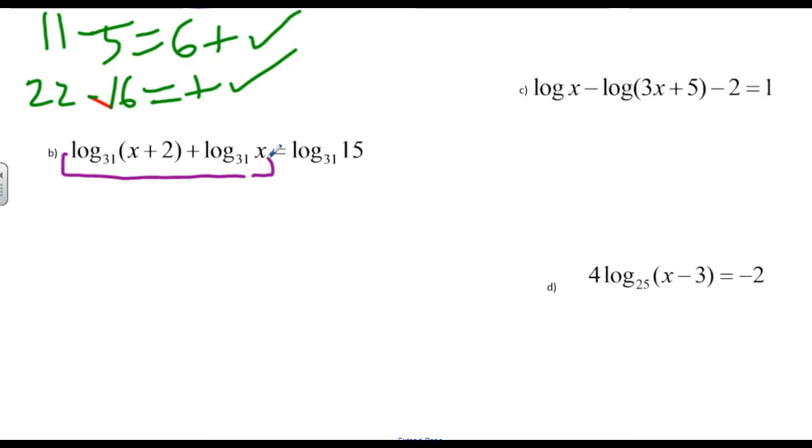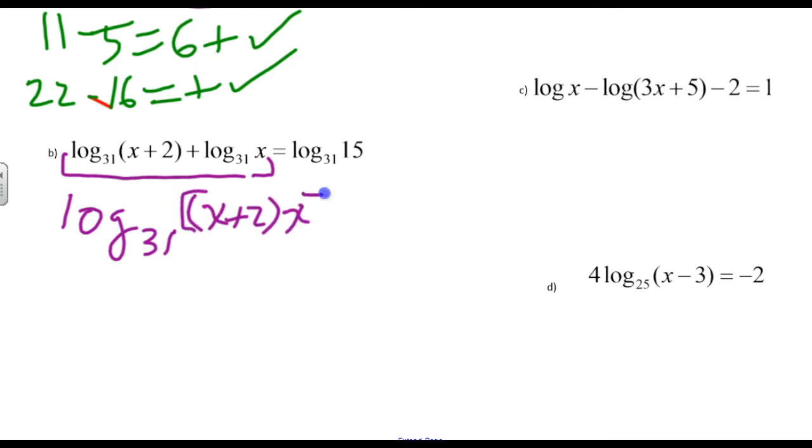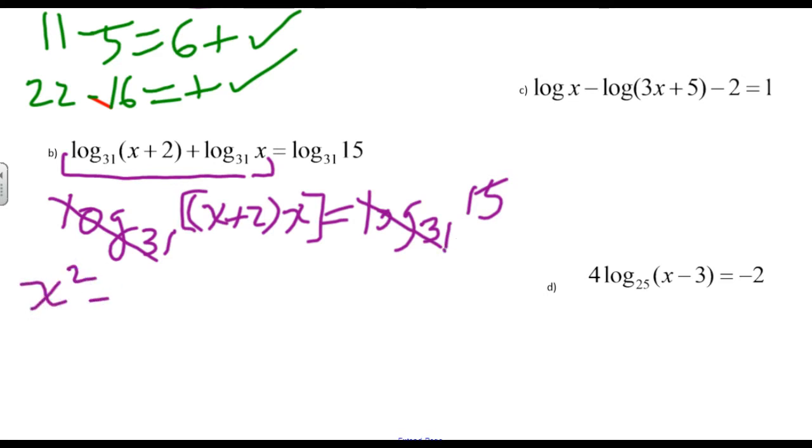Don't forget that we learned in a previous section that if I have two logs added, I can condense those into a single log multiplied. This is log base 31 of, and I'm going to put a bracket for this argument, x plus 2 times x equals log base 31 of 15. By condensing this left side, I now have that single log situation, so I can ignore the log expression part of it and focus just on the arguments. By doing this, I create the equation x squared plus 2x equals 15.